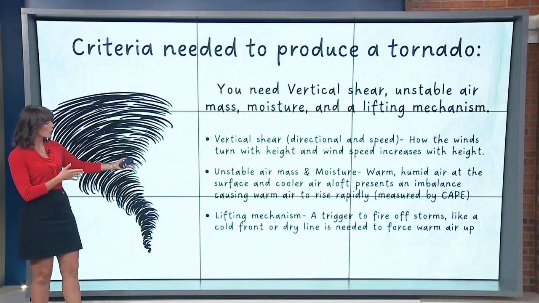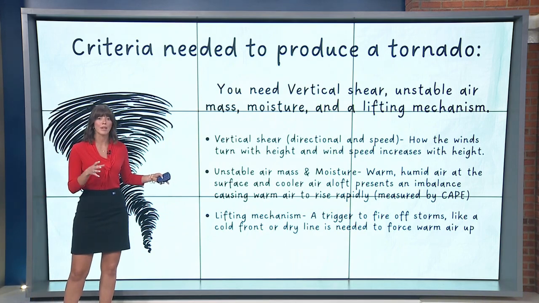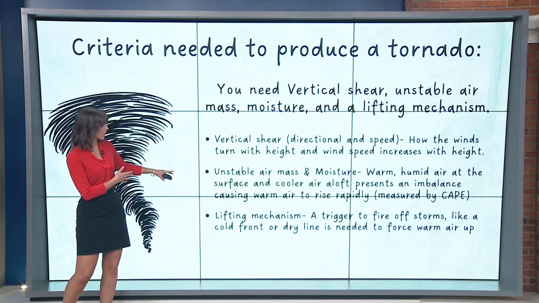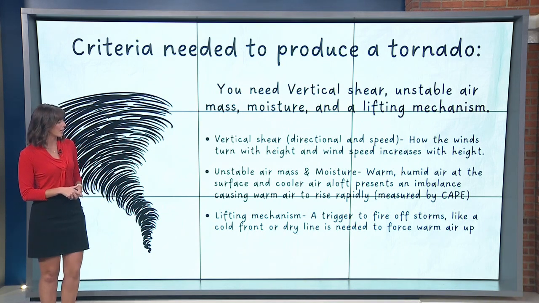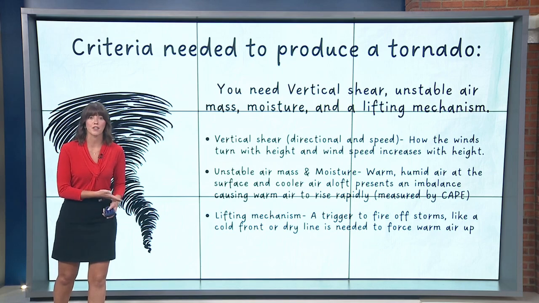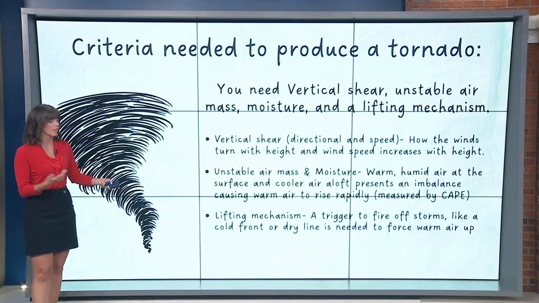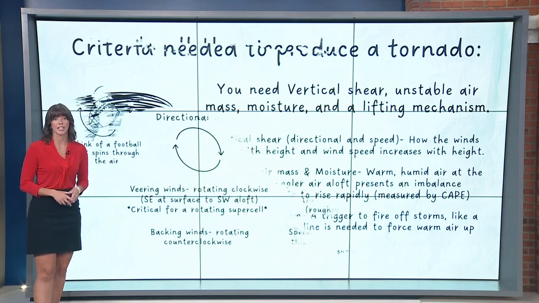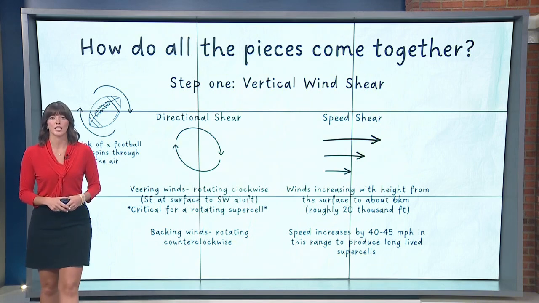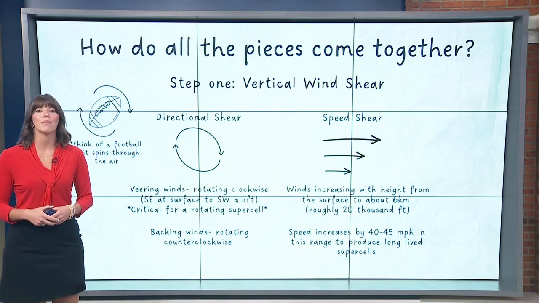Unstable air mass and moisture are kind of one and the same. You need warm, humid air, and that happens a lot before a cold front moves in. We see temperatures and humidity all ramp up right before a cold front approaches. So that's another ingredient that we need. And then finally, that lifting mechanism, which is a trigger to fire these storms off. And of course, it's a cold front or even a dry line. You can get some rotating supercells with the dry line as well. But how do all these pieces come together?